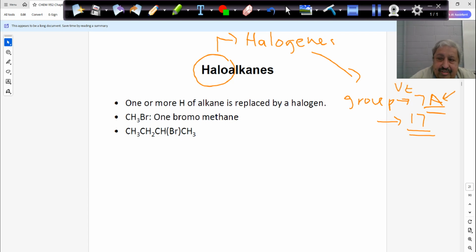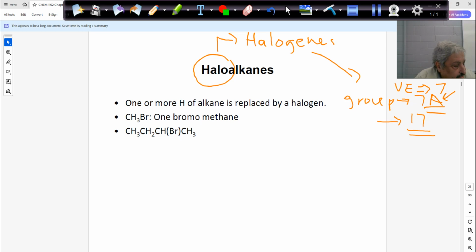7 valence electrons. 17 does not give you the whole information about it, but at least you know it has 7, and they are attached to the main skeleton, as here you will see.